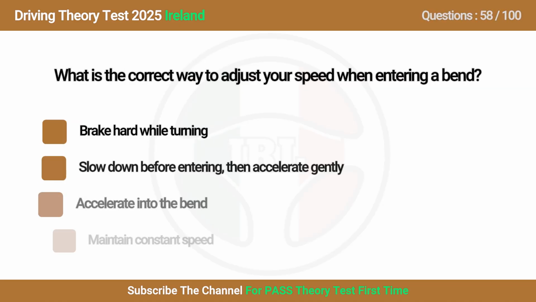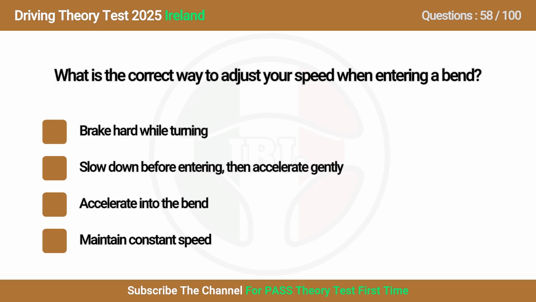Question 58. What is the correct way to adjust your speed when entering a bend? A. Brake hard while turning. B. Slow down before entering, then accelerate gently. C. Accelerate into the bend. D. Maintain constant speed.